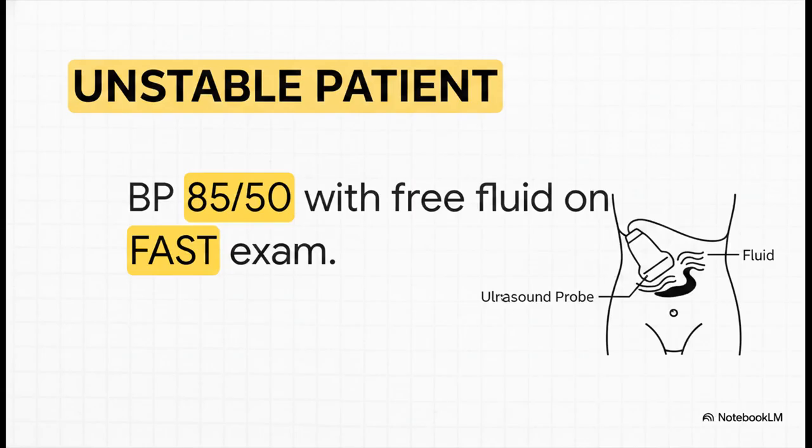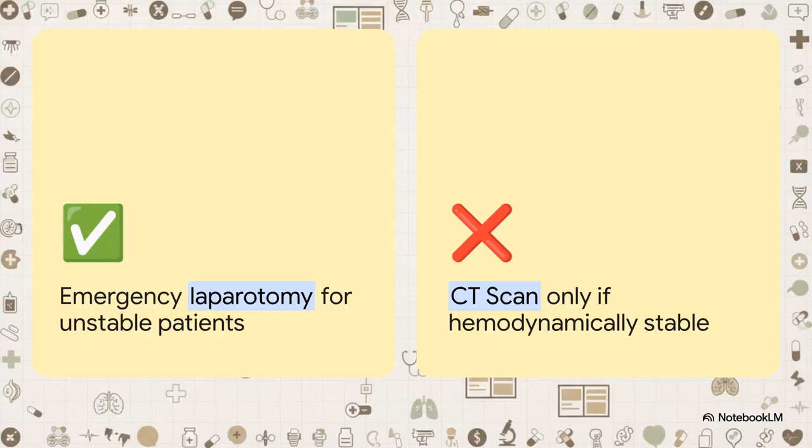A FAST examination shows free fluid in the abdomen. The best next step immediately is an emergency laparotomy. Your key clue is the hemodynamic instability combined directly with that positive FAST exam. The distractor of a CT scan is wrong due to the unacceptable time delay it causes in an unstable patient. A CT scan is only correct once the trauma patient has achieved hemodynamic stability.